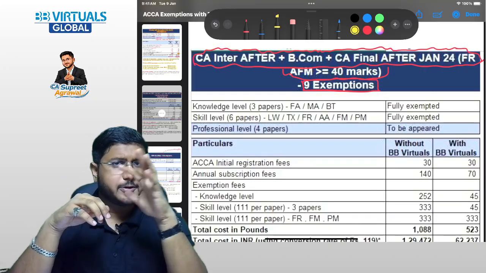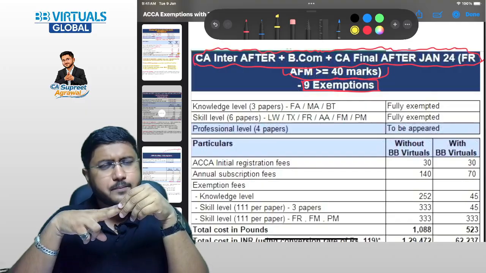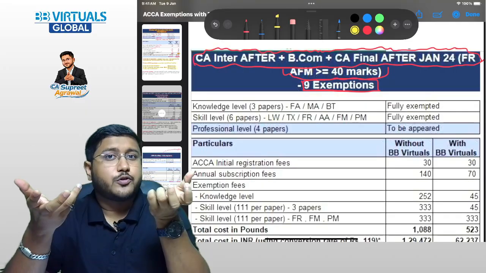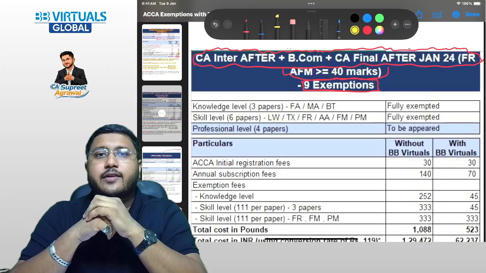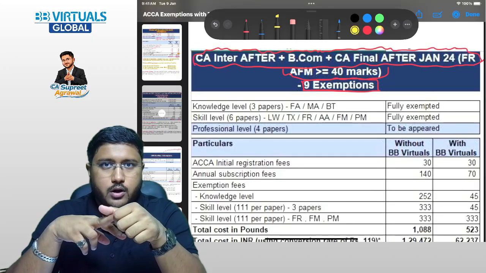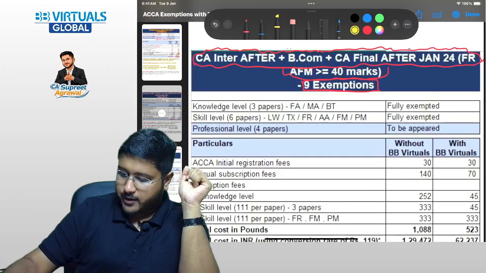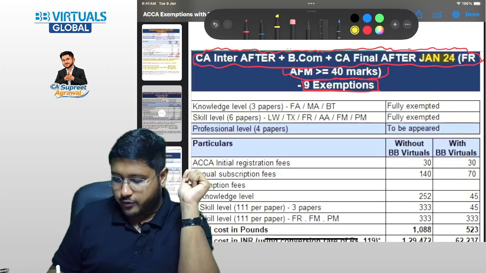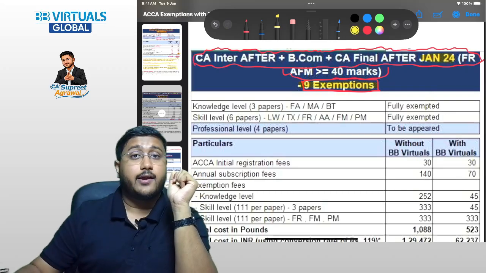They have completed CA Inter, they have completed BCom, even they have appeared for CA finals. Okay, and they have scored 40 or more than 40 marks in FR and AFM as well. Okay, this is after Jan 2024, of course. So they also get the 9 exemptions.